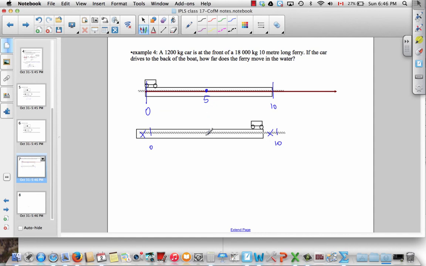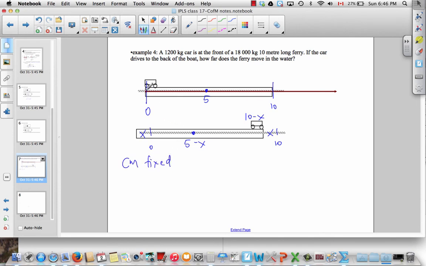So the center of mass of the ferry isn't at 5. It's now at 5 minus x. And the car isn't at 10. It's at 10 minus x. But you see, because this is an isolated system and the only forces are action-reaction forces, the center of mass must stay fixed.